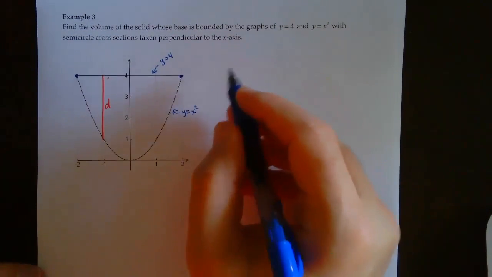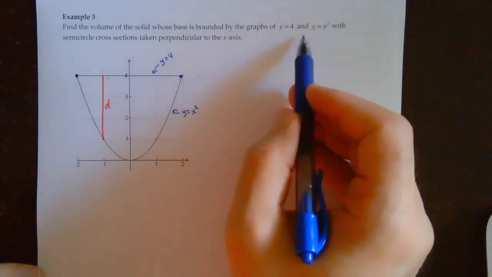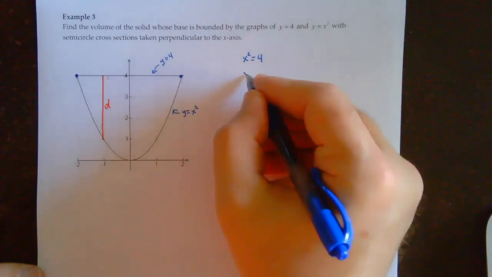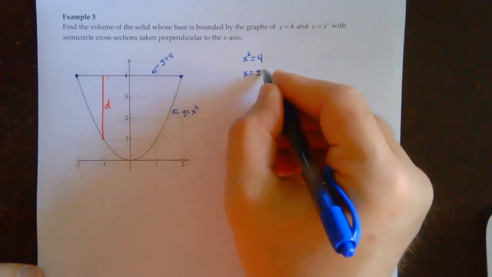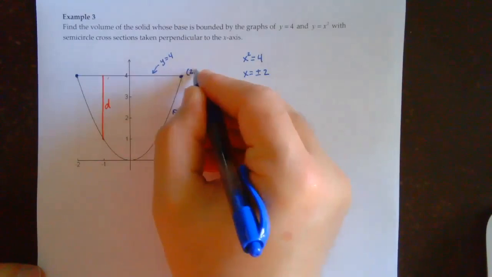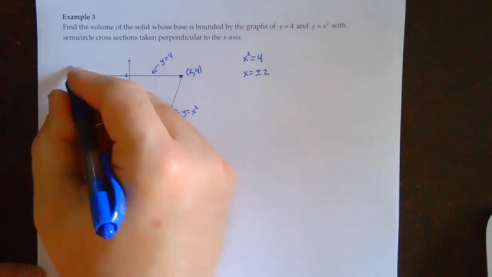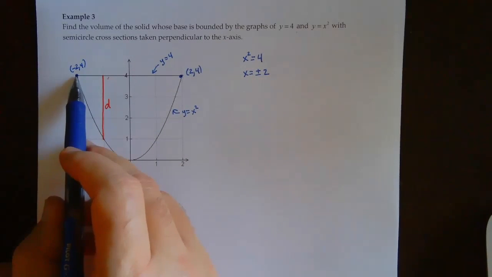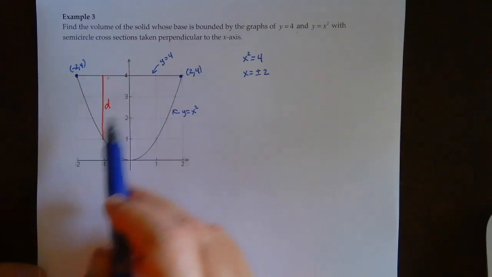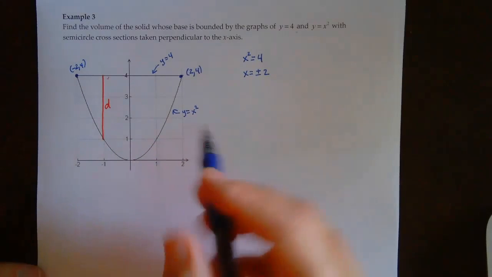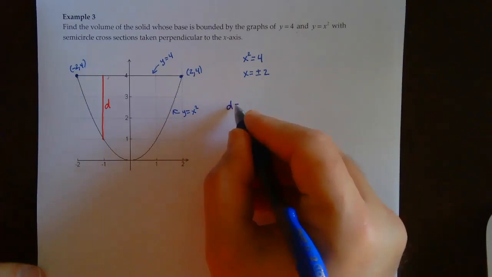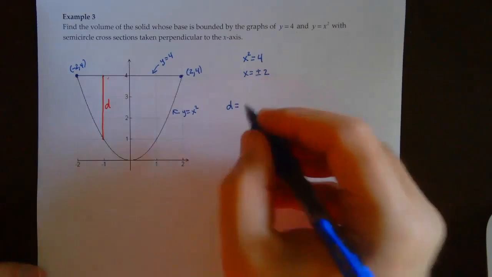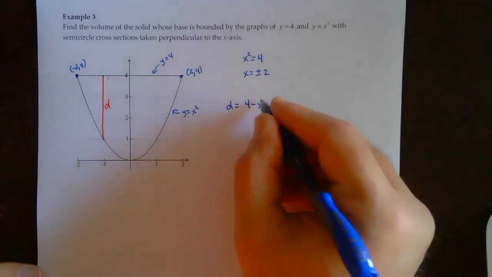All right, and the way we can get those is this is a system, right? These two have to be the same. So x squared would have to equal 4, which would mean x has to equal plus or minus 2. So this point right here is 2 comma 4, because we already know the y is 4. And this one would be negative 2 comma 4. So we're going to start making these semicircles at x equals negative 2, and we're going to stop them at 2. Okay, so now we have to figure out this diameter, right? So this diameter would be equal to, once again, the top minus the bottom to find this length, right? And it'd be 4 minus x squared.